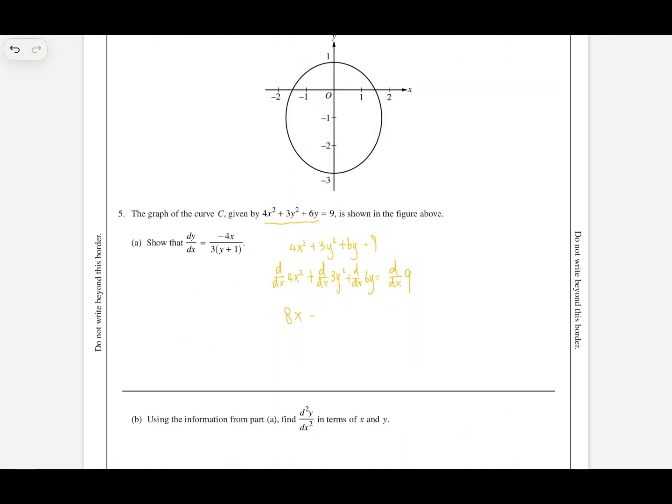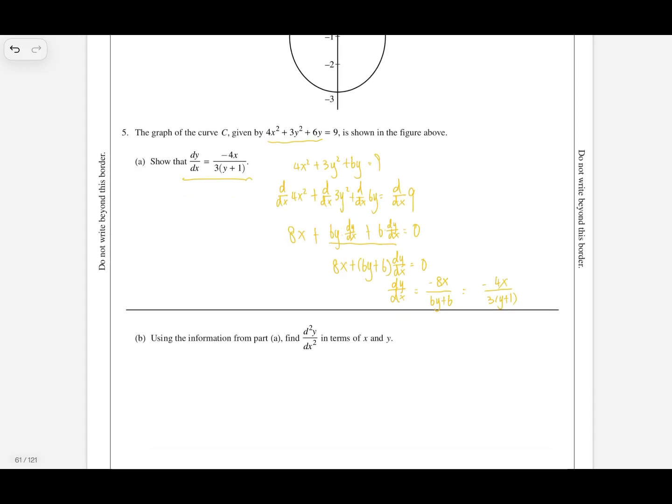Equal to 8x plus 6y times dy/dx plus 6 times dy/dx equal to 0. 8x plus (6y plus 6) dy/dx equal to 0. We shift everything to the right side and that gives dy/dx equal to negative 8x over 6y plus 6, equal to negative 4x over 3 times y plus 1. And that's the slope that we want to show.